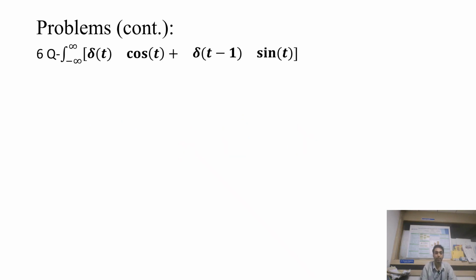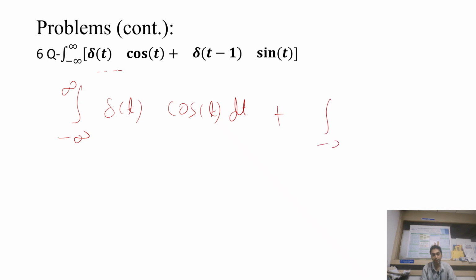Next one is integration of minus infinite to infinite. So it is two parts. One is here, second one is here. So I can make two integrations: minus infinite to infinite del of t cos t dt. Second one is minus infinite to infinite del of t minus 1 sin t dt.